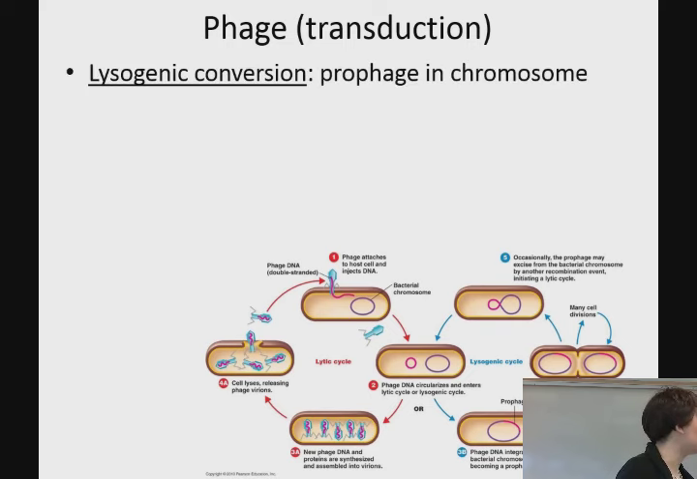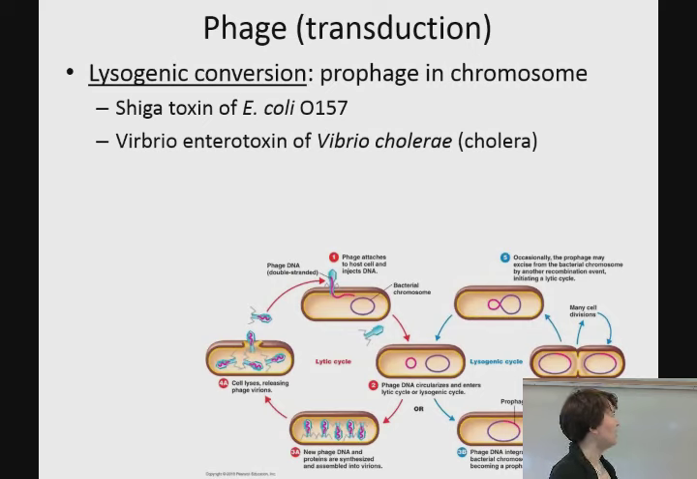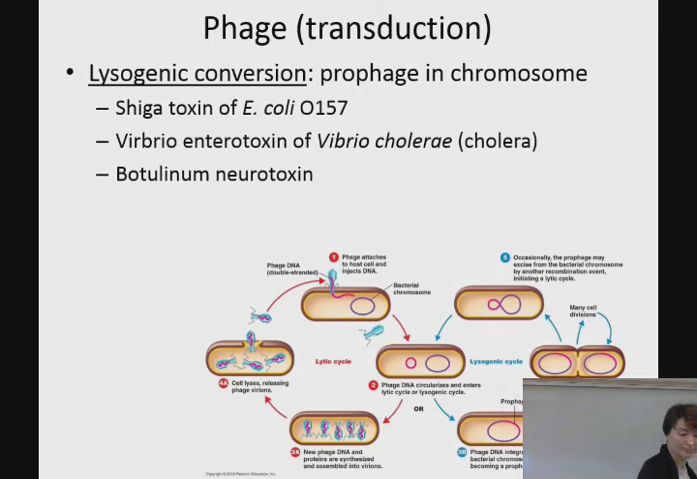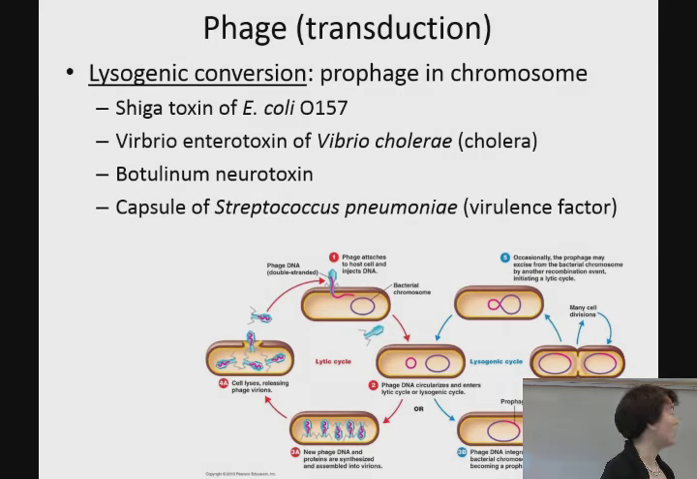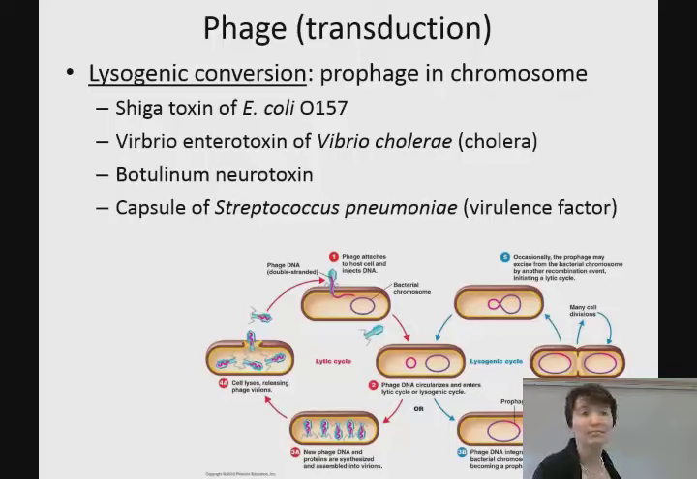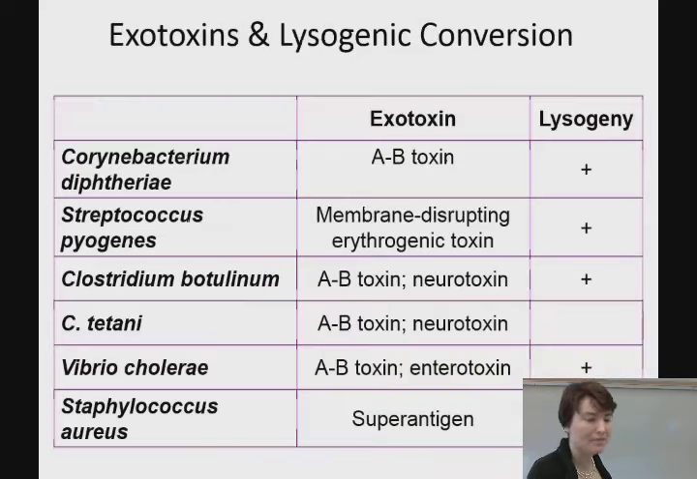This is just to remind you how transduction works, right? So viral infection, and so on. This is how E. coli O157 got its Shiga toxin. That's how Vibrio cholerae that causes cholera got its enterotoxin. And that's how botulism got its neurotoxin. As well as bacterial pneumonia, its virulence factor, this capsule, is also acquired by a viral infection at one time. Diphtheria toxin is another example.